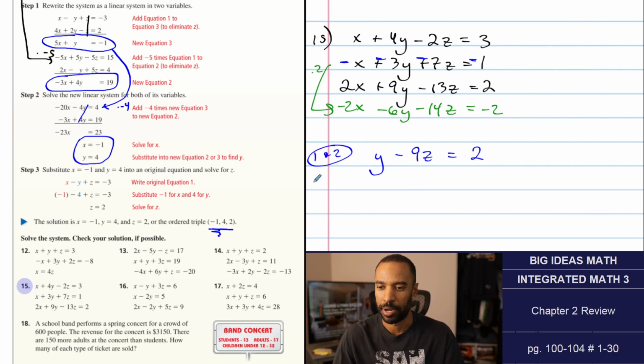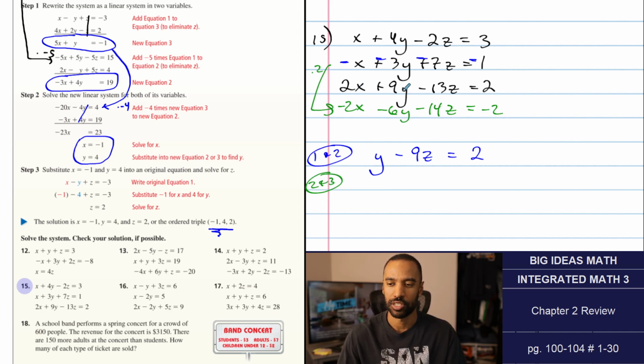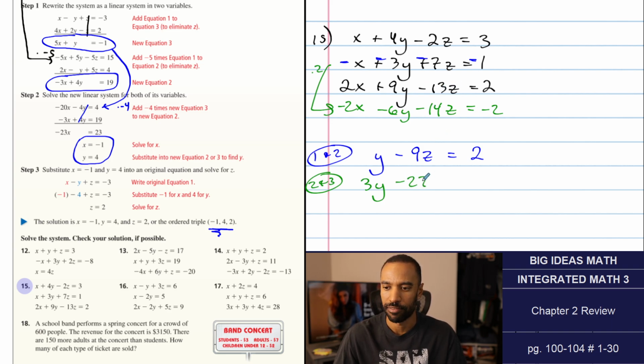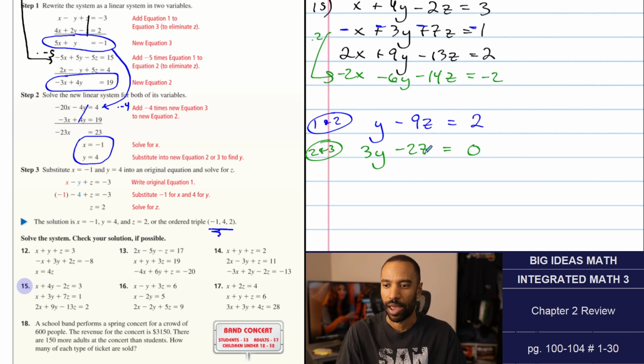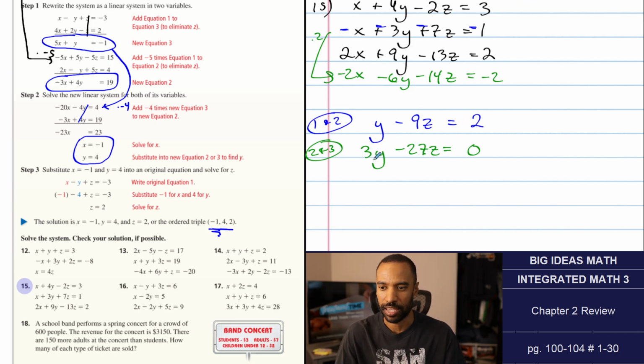Notice now these can eliminate the x's. So a modified 2 with 3, 2x minus 2x is 0, 9y minus 6y is 3y, negative 13z minus 14z is negative 27z, and 2 minus 2 is 0. Now right off the bat, I'm seeing that these are 3 times bigger than they need to be. I could divide them all by 3.